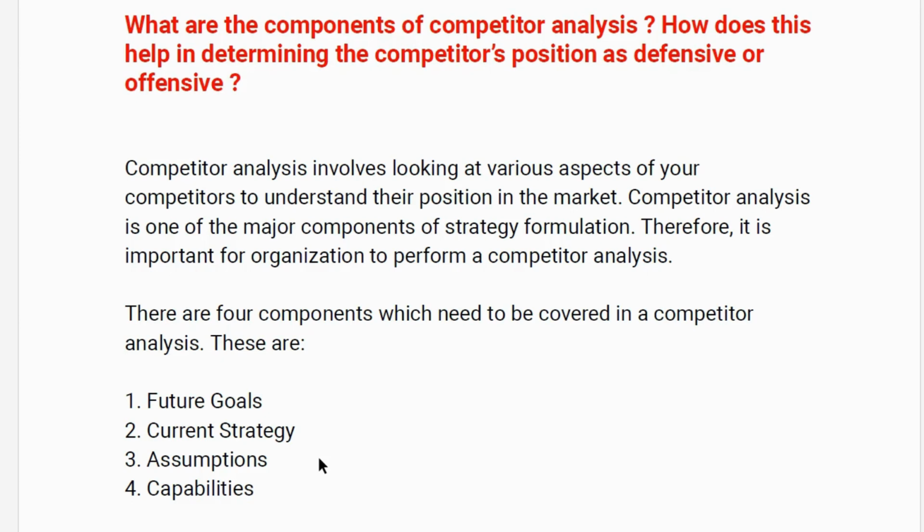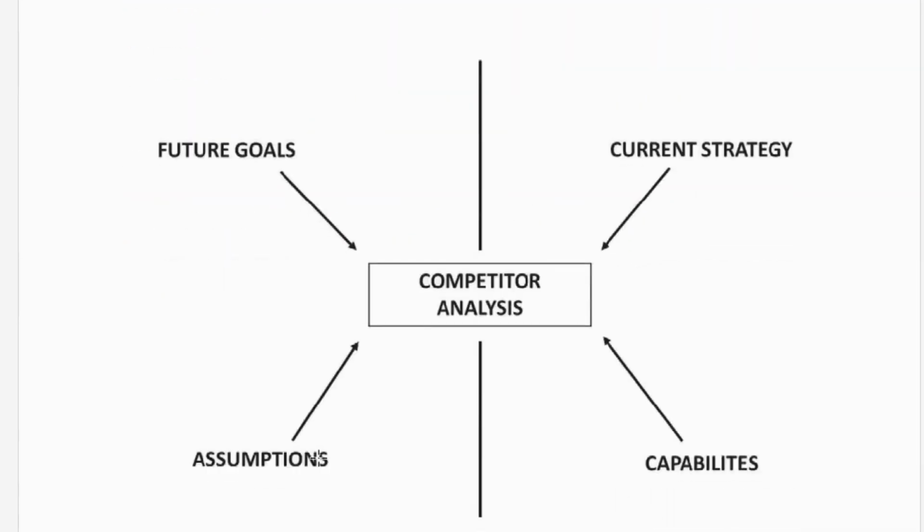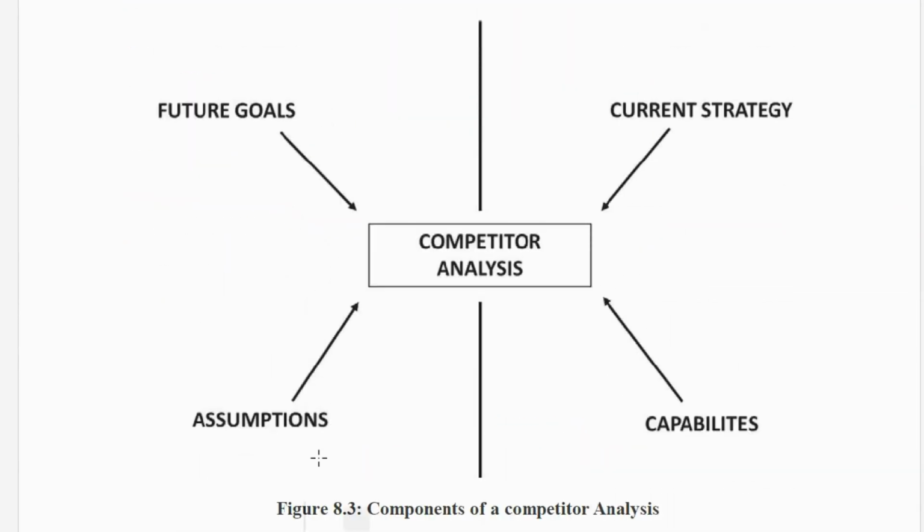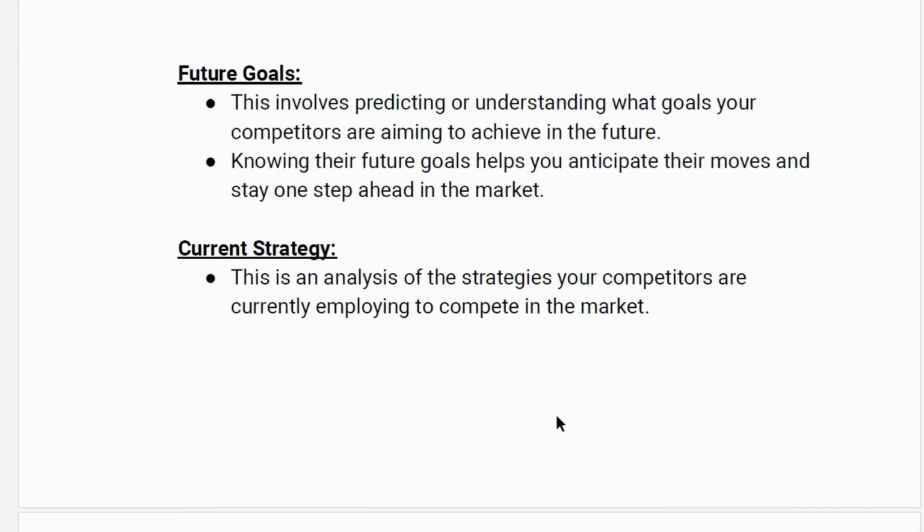And this competitor analysis has mainly 4 components: future goals, current strategy, assumptions and capabilities. Let's see what future goals are. This involves predicting or understanding what goals your competitors are aiming to achieve in the future. Finding out your competitors' future goals is the first step.